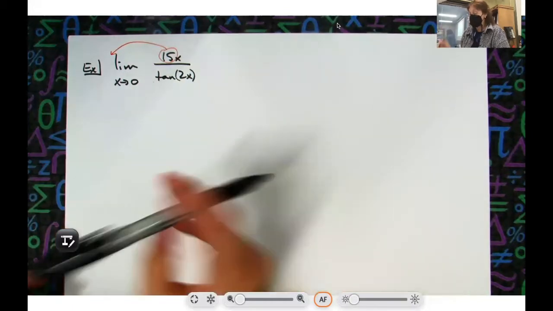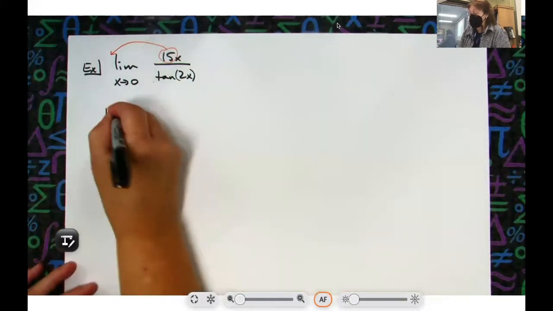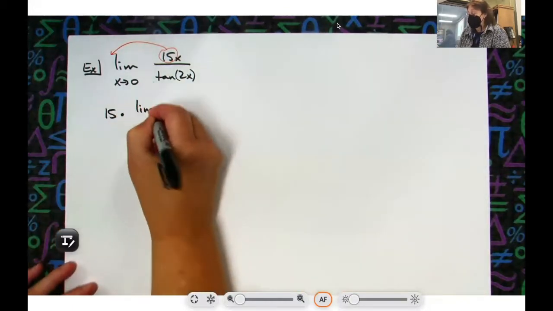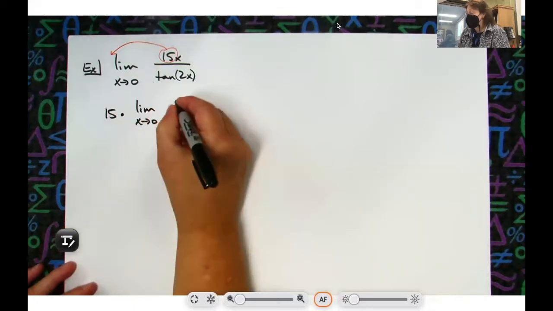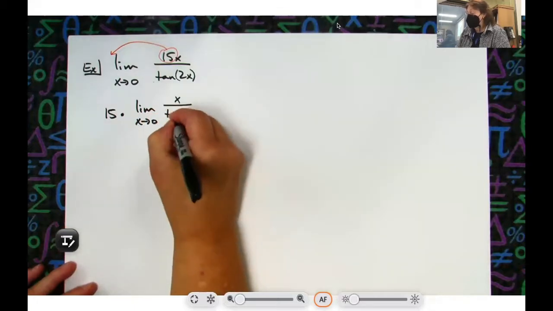So let's just do one step at a time. So let's pull that 15 out. Then I've got the limit as x approaches 0, and then I'm left with the x on top and the tangent of 2x.